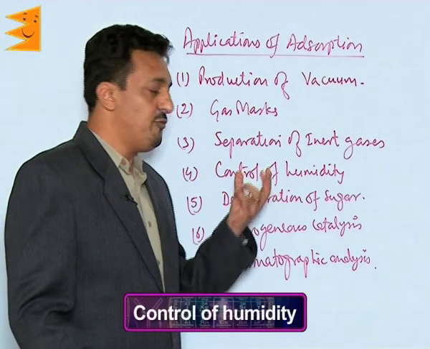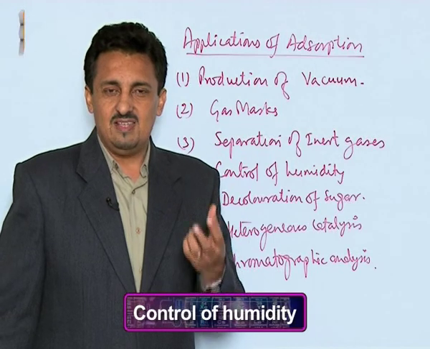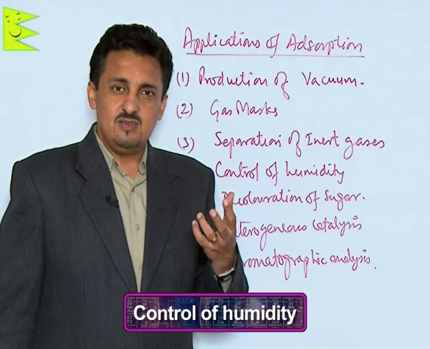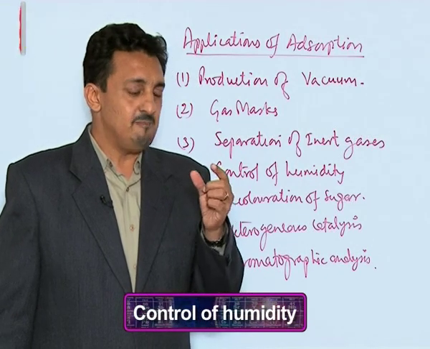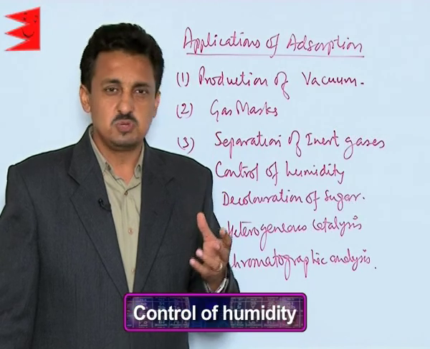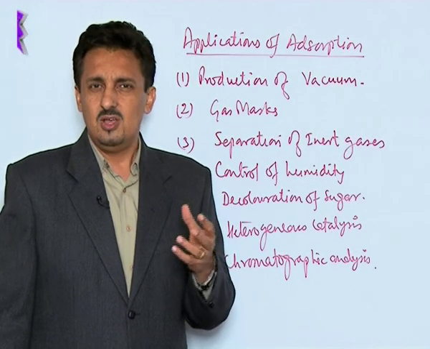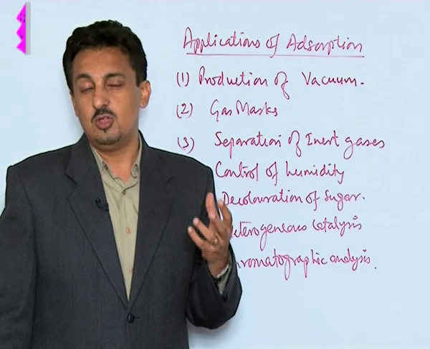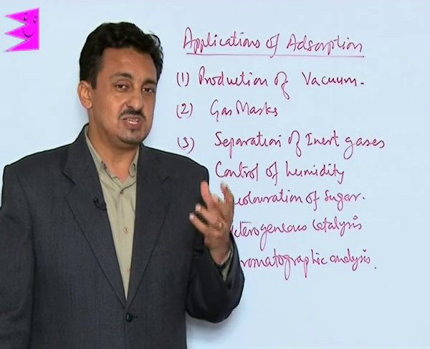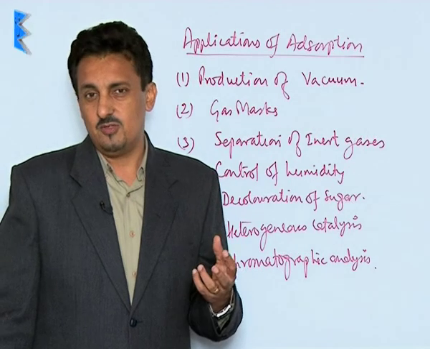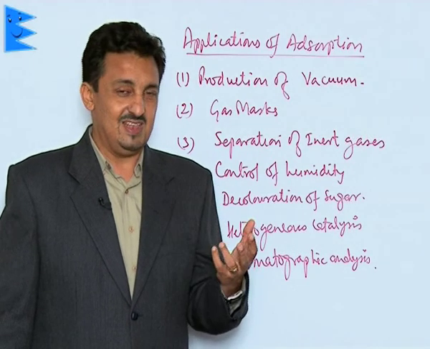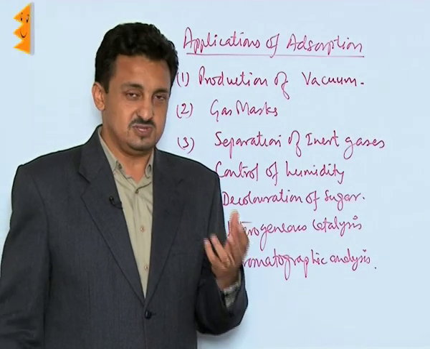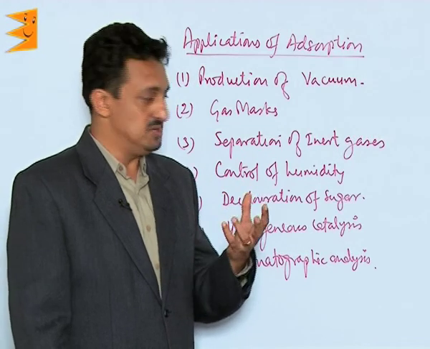Then control of humidity. As I have told you earlier also, we have seen silica gel pouches being used in the new shoes which we buy, or the water bottles, or the thermos flasks which we buy from the market. They are usually used to control the humidity. So those silica gel pouches adsorb water and keep the humidity under control. So again, silica gel is an example of an adsorbent. They are very good adsorbents.